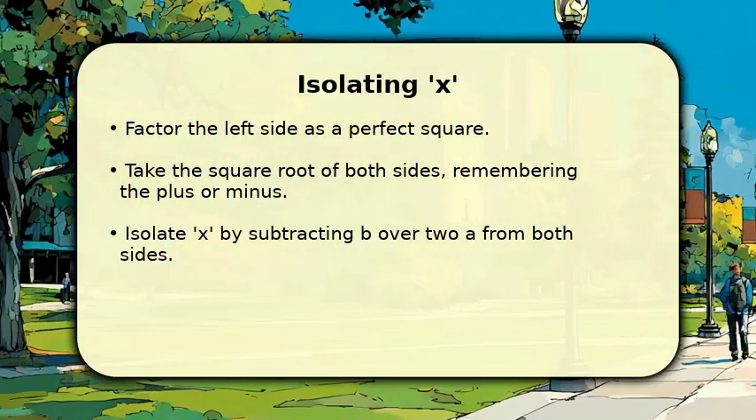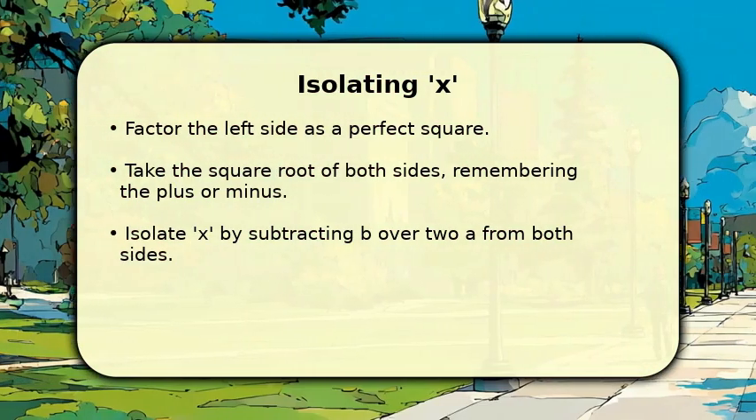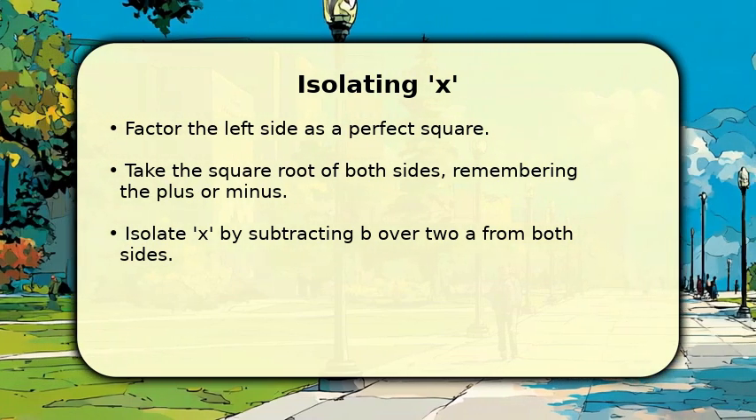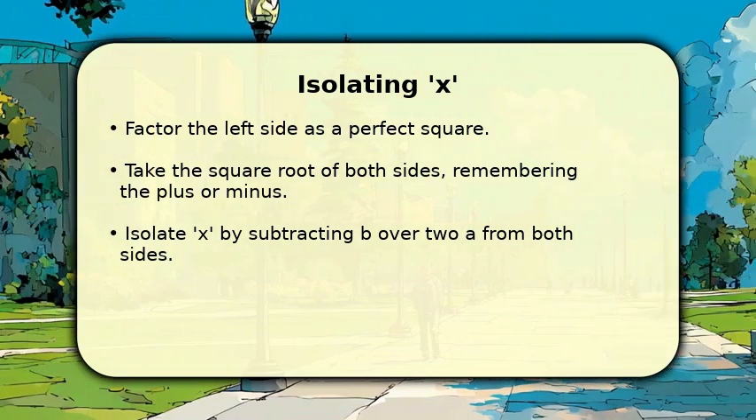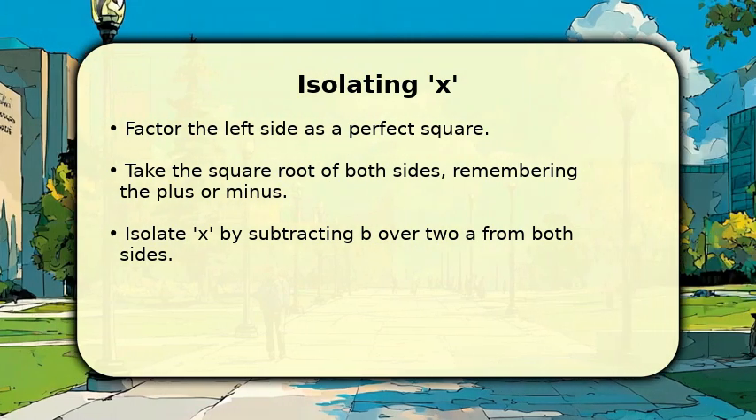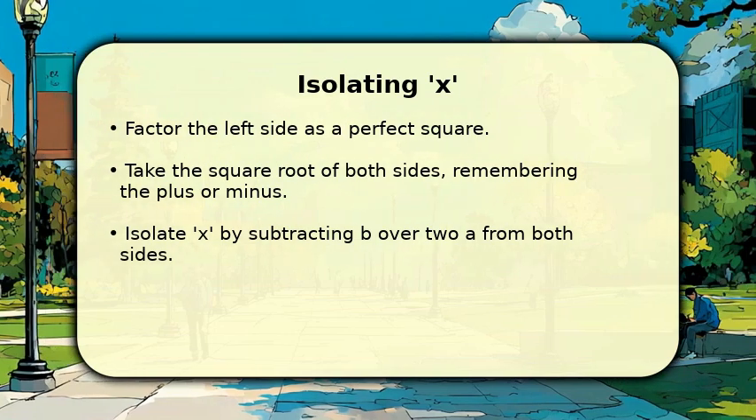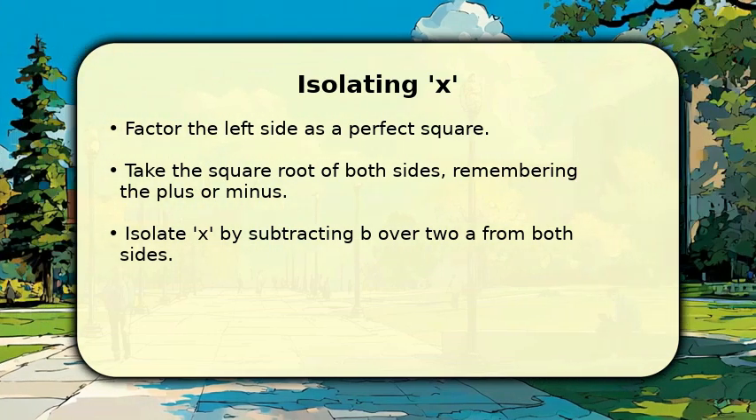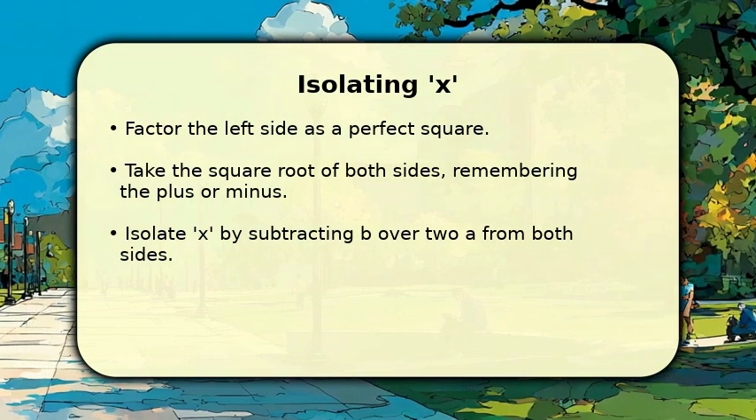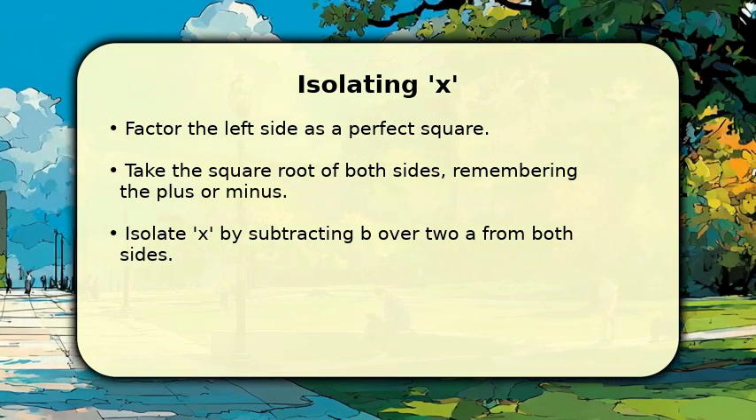Now that we've completed the square, the left side of our equation can be factored into a perfect square, x plus b over 2a, all squared. The next step is to take the square root of both sides of the equation. Remember to include both the positive and negative roots on the right side. Finally, subtract b over 2a from both sides to successfully isolate x and bring us closer to the final formula.